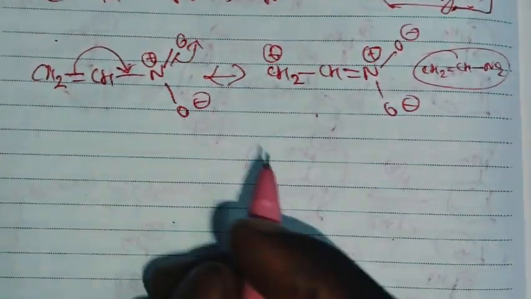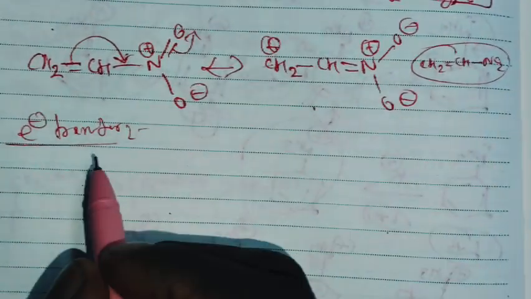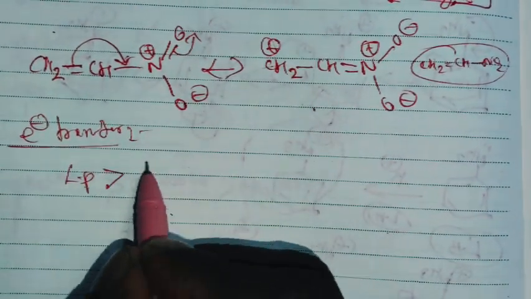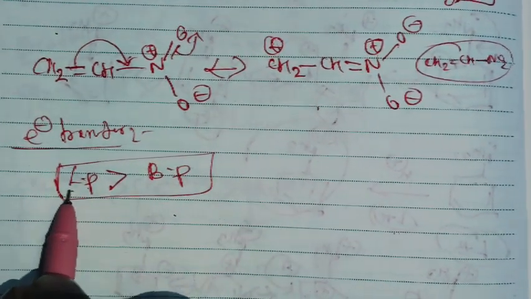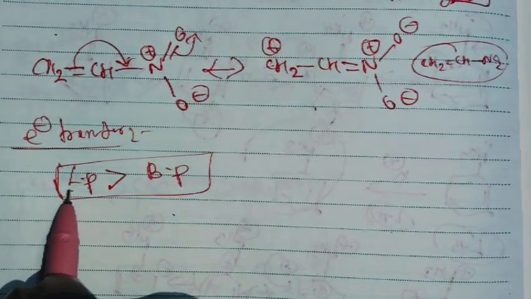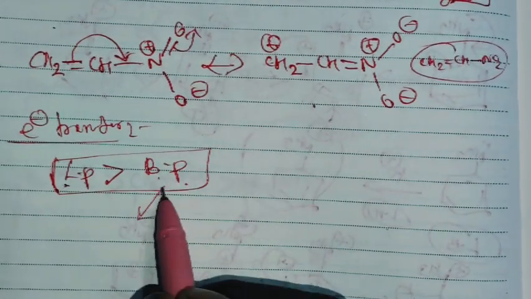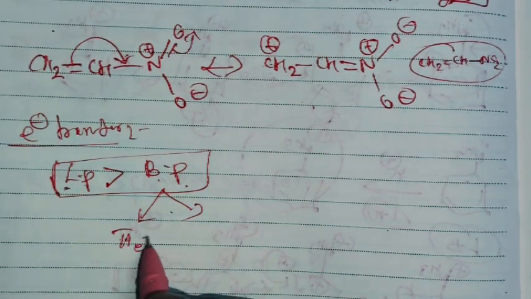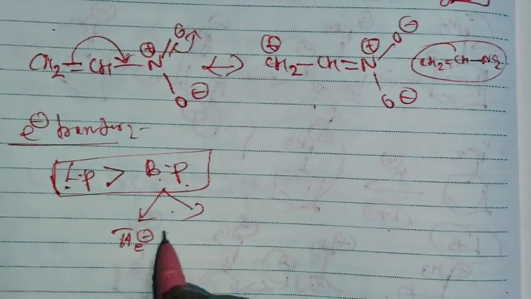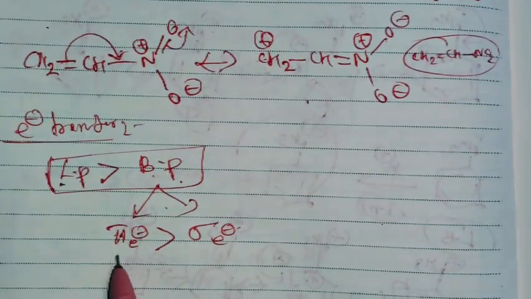Now, the electron transfer aptitude is greater for lone pair electrons compared to bond pair electrons. So these lone pair electrons can be more easily transferred in a chemical reaction compared to bonded electrons. Bonded electrons are of two types: one is the sigma bond, another is the pi bond. Here the pi bonded electrons are more reactive compared to sigma bonded electrons.